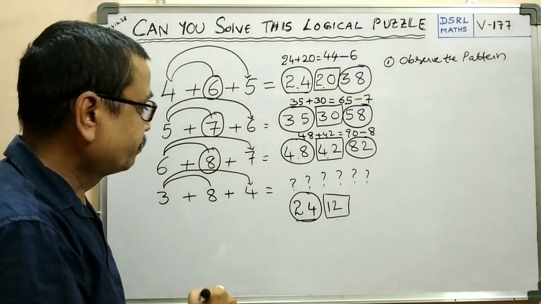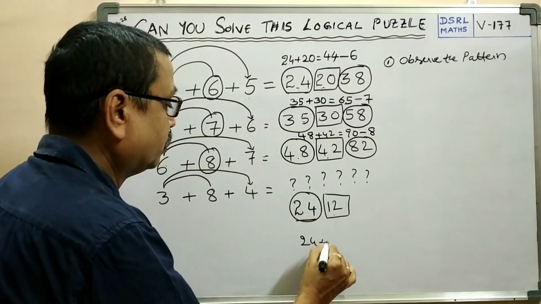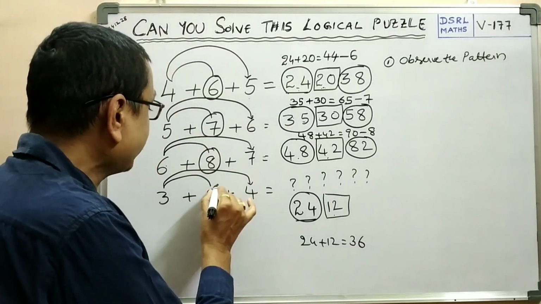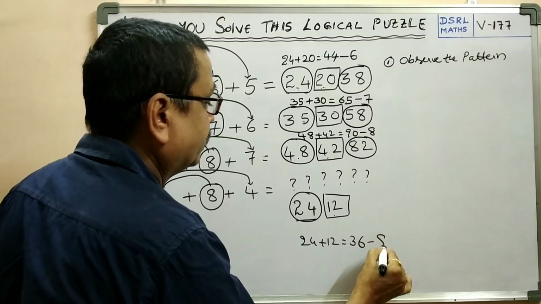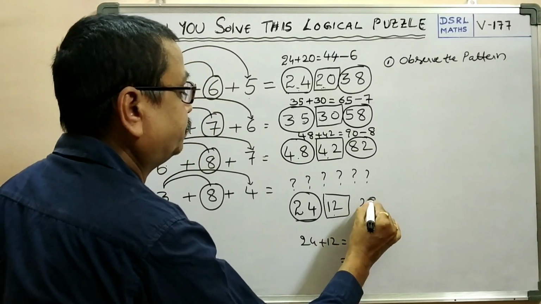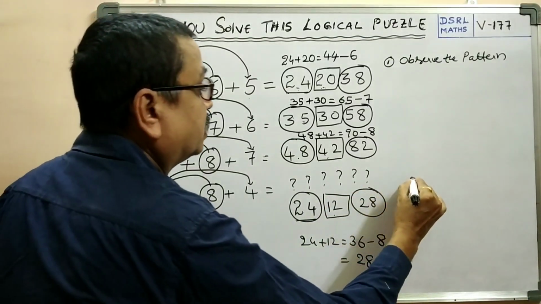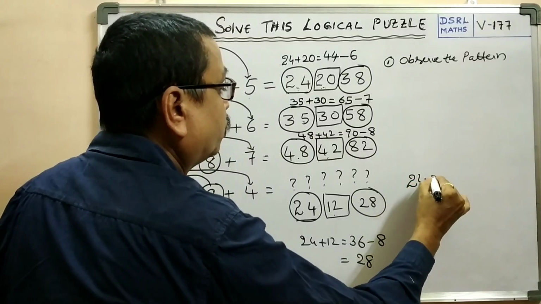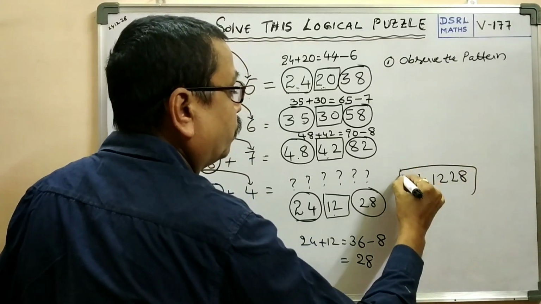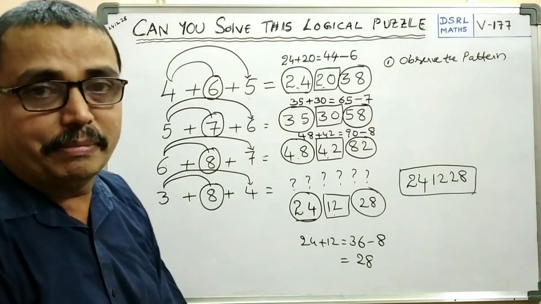This one, same as 24 plus 12, that is equal to 36. Subtract the middle number, 8. 36 minus 8 is 28. So what is the correct answer? 24, 12, 28. 241228 is the correct answer for this logical maths puzzle.